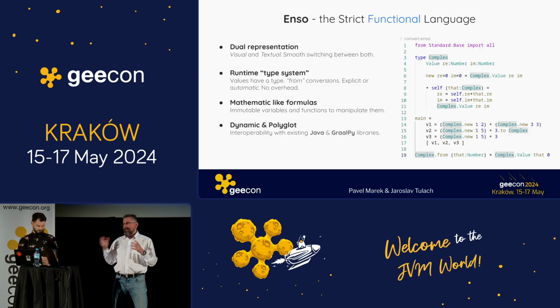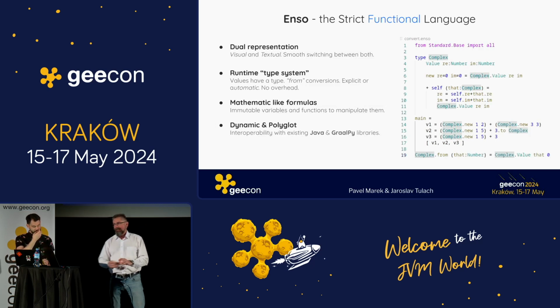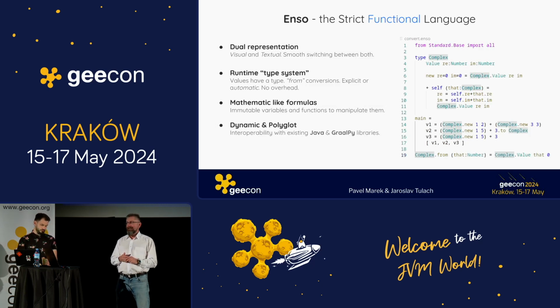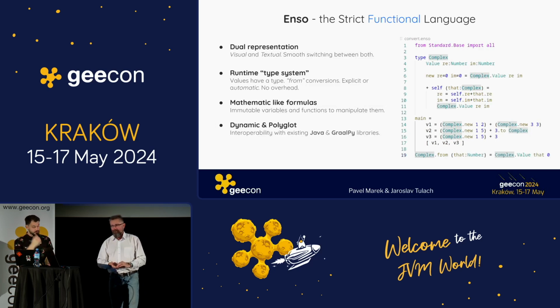But Enzo is really designed in a way that there is a one-to-one mapping between the visual and textual representation. So going back and forth between the visual and textual representation is way easier. One thing to mention is that Enzo is basically a functional language, so all the variables are immutable. The reason for that is that the IDE is constantly re-executing everything that has changed, and we want to avoid side effects. So a functional language is a great fit there.